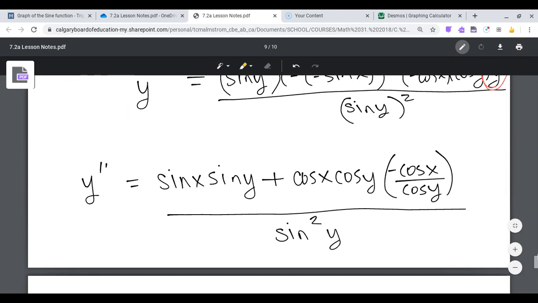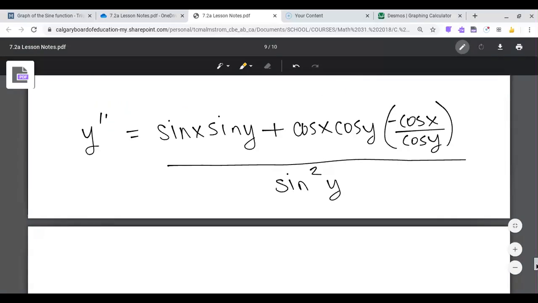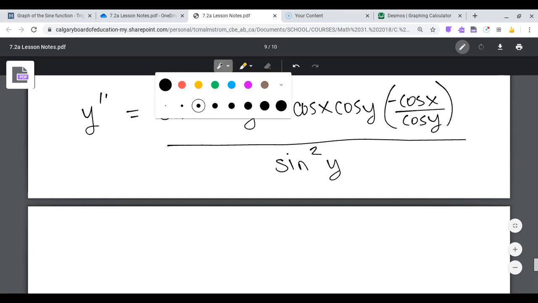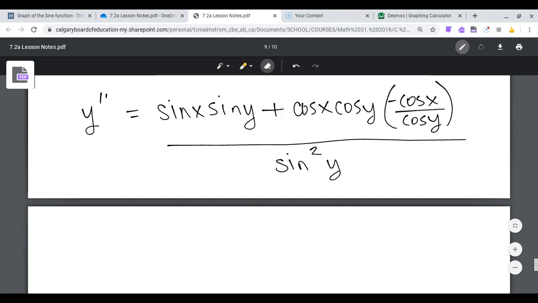Okay, I'm going to slide to my next piece of paper here. All right, so now I'm trying to think about a way to tidy this up. Okay. Oh, I just saw an error. Let's fix that. This should have been sine y on the bottom. My apologies. Hopefully you caught that and were like, Malmstrom, wake up.